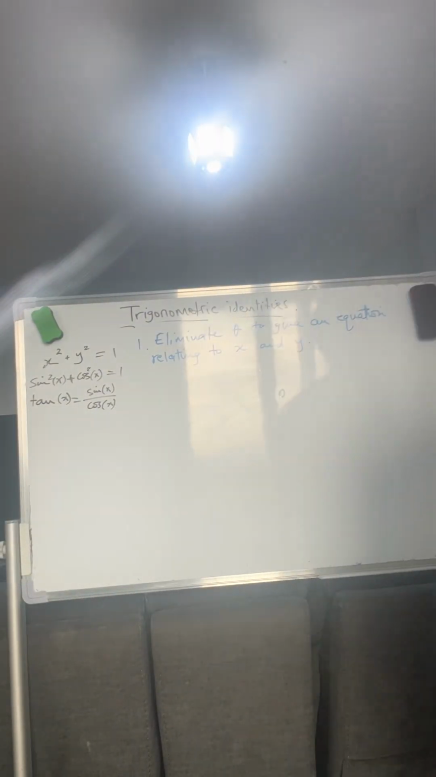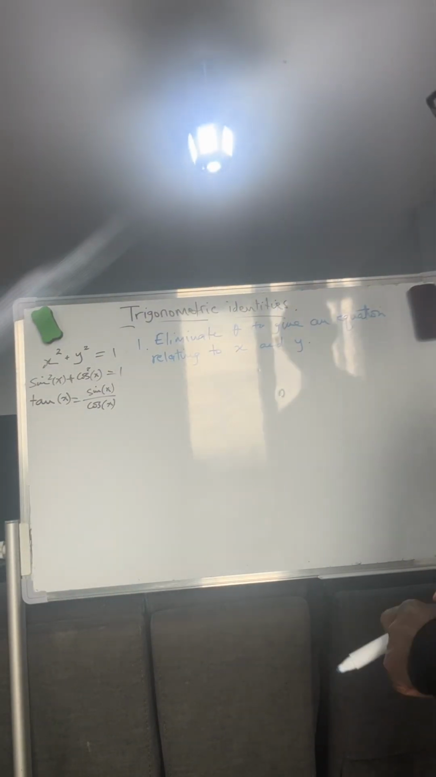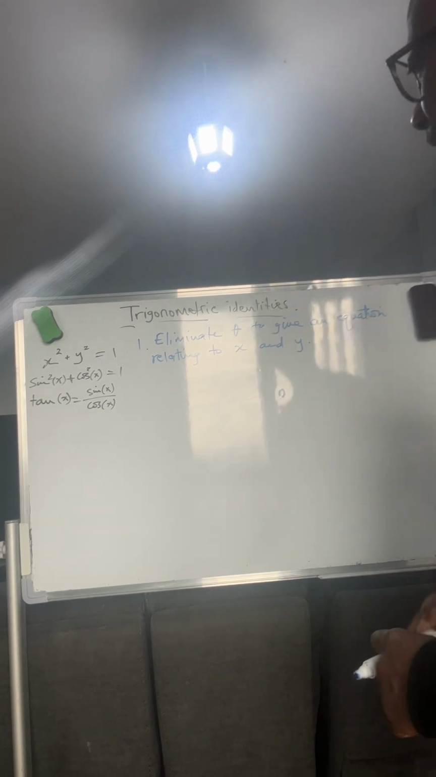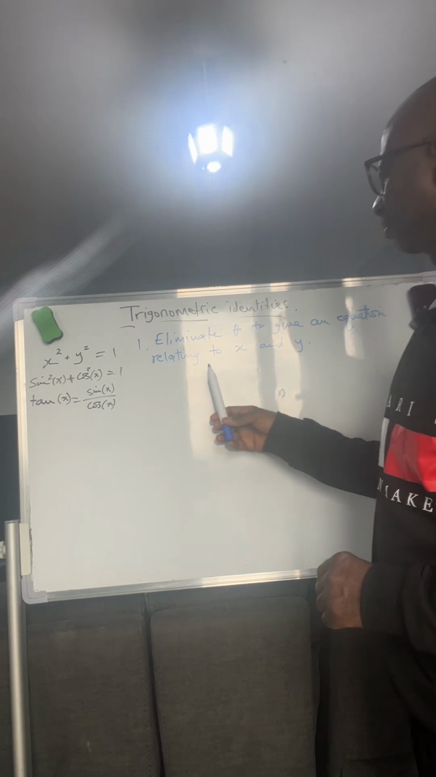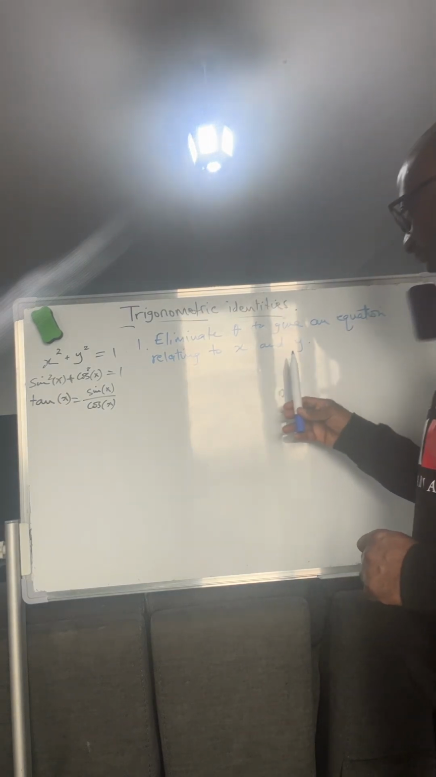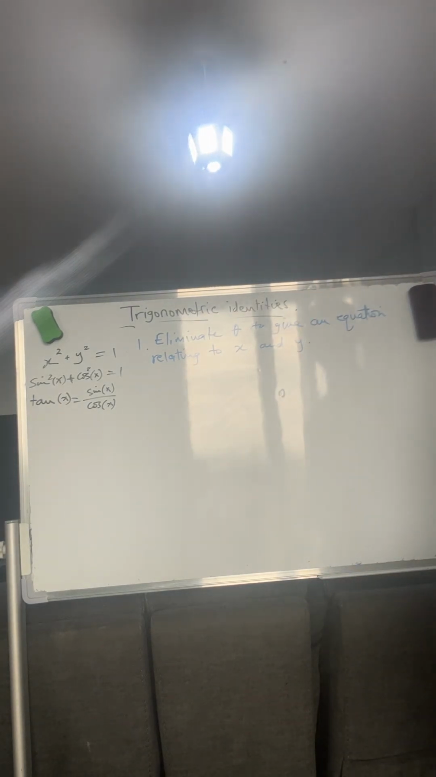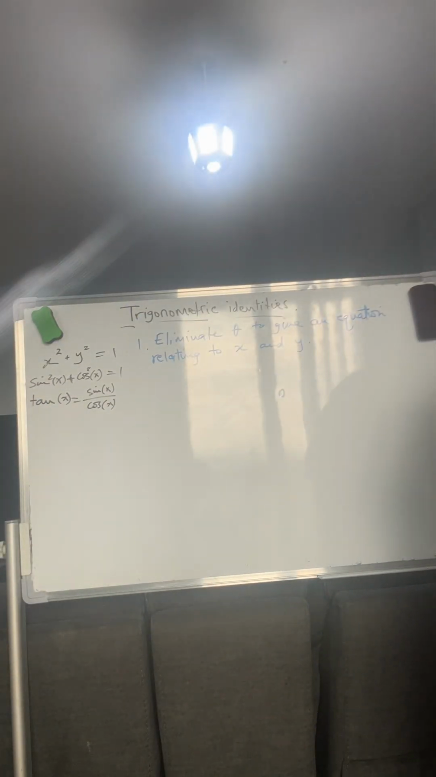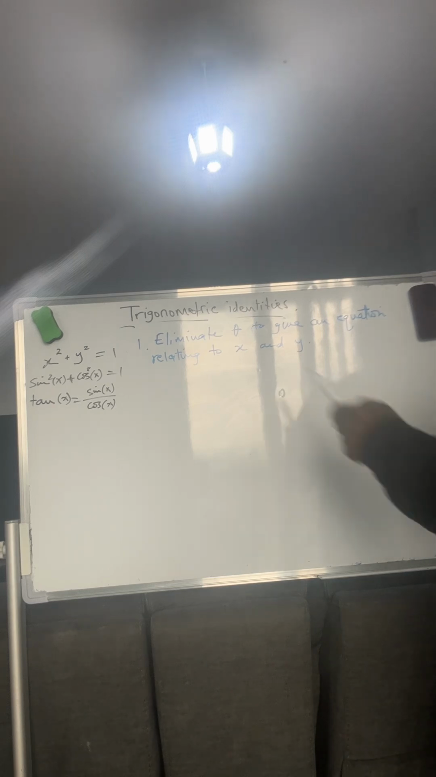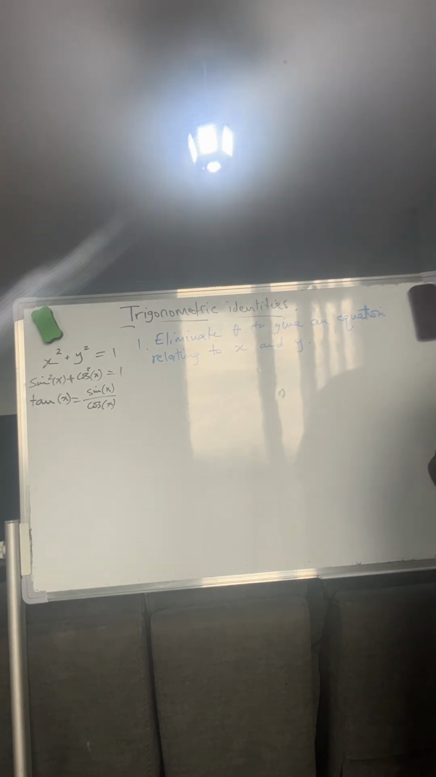We are still on trigonometric identities. This is our third video this morning. We are looking at eliminating theta from some functions to give equations relating only x and y. This is what we are going to look at. We are looking at a problem that eliminates theta to give an equation relating x and y.